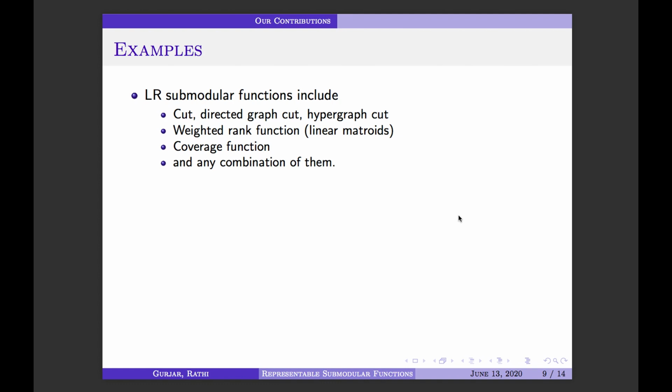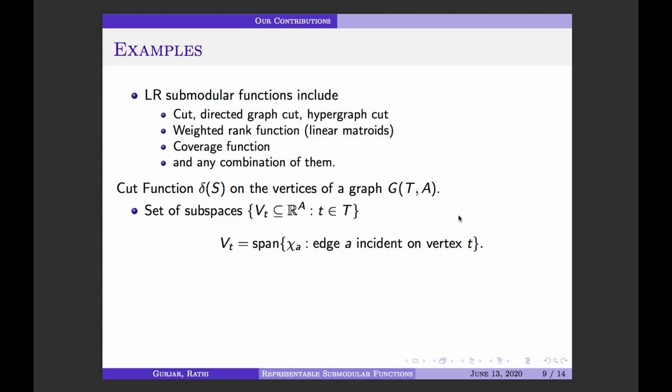So, for an illustration, let's see how the cut function on a graph can be linearly represented. Suppose you have a graph G with vertex set T and edge set A. Note here that our ground set is the vertex set T. We are going to define a subspace for each vertex T, and this subspace is going to be a subspace of R to the A, the edge space. For a vertex T, you collect all the edges which are incident on this vertex T, and then consider their characteristic 0 1 vectors which lie in R to the A, and then take their span. That gives you a subspace in R to the A, and this is the subspace corresponding to the vertex T.